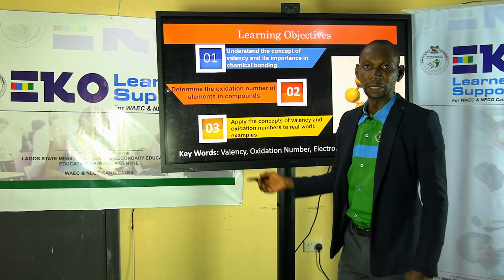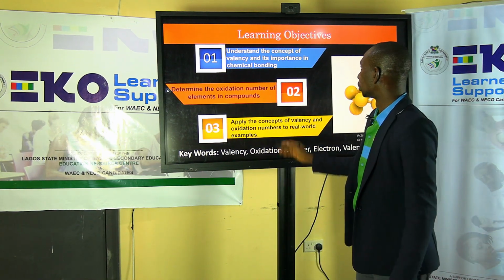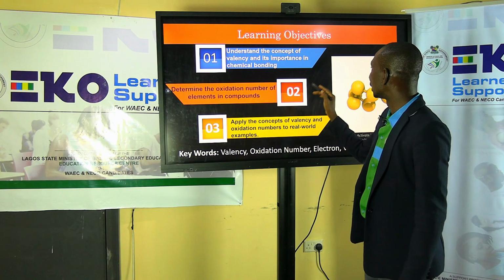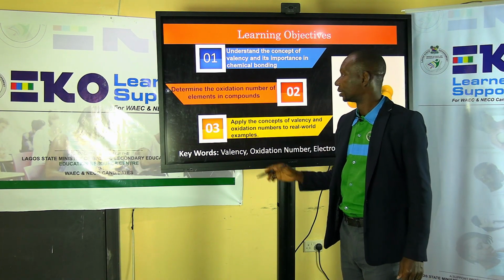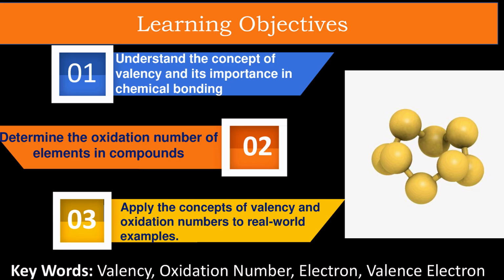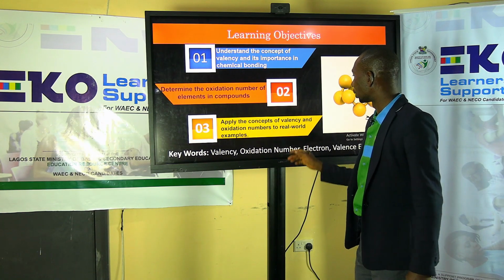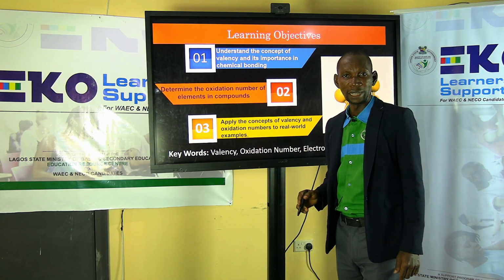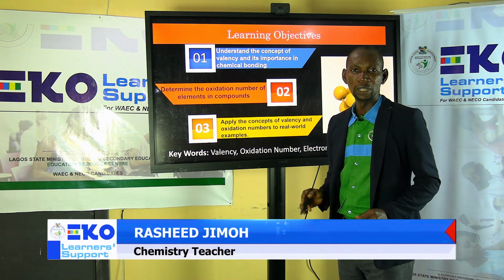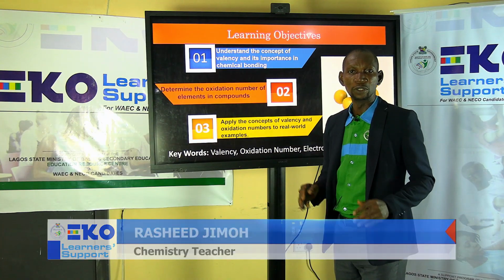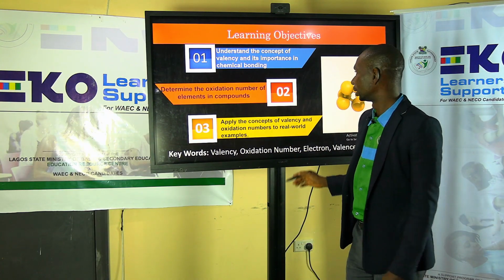We have set the following objectives to guide our instruction. 1, at the end of this lesson, you will be able to understand the concept of valency and its importance in chemical bonding. 2, you will be able to determine the oxidation number of elements in compounds. 3, you will be able to apply the concept of valency and oxidation number to real-world examples. This video is going to be in 2 parts. The first part is the valency. The second part is going to be the concept of oxidation number.